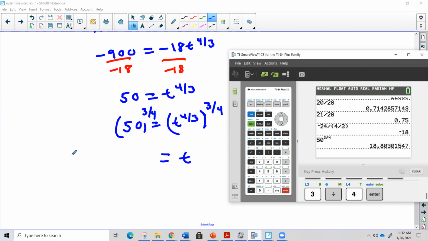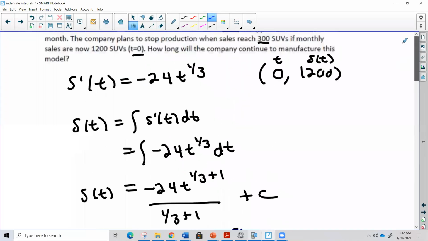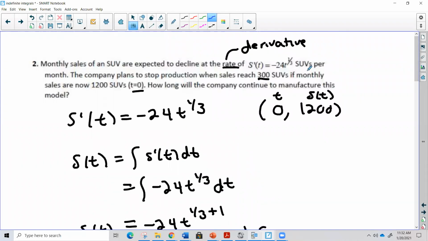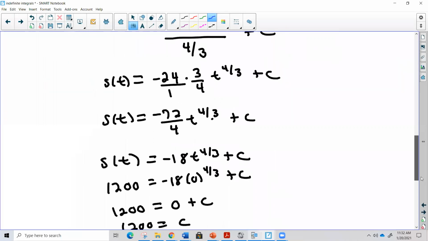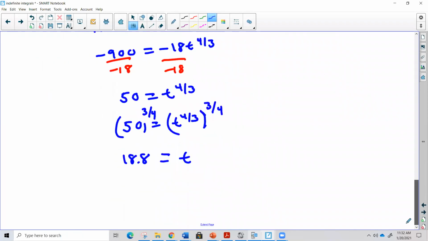And we get 18.8. On the answer key, they did 1 decimal place, so I'll just do that. 18.8. And they said for this problem, if we look for the units, they talked about the SUVs per month. So our time is in terms of months. So this would be 18.8 months is approximately how long. And usually when we round, instead of putting equals, we just put the little squiggles because that means approximately.